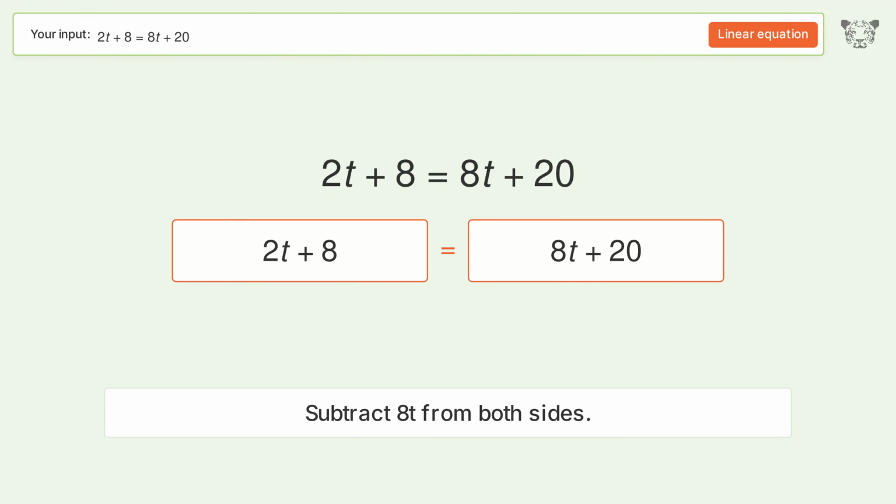The right side has 8 times t. To collect the t terms on one side, subtract 8 times t from both sides. That gives negative 6 times t plus 8 equals 20.